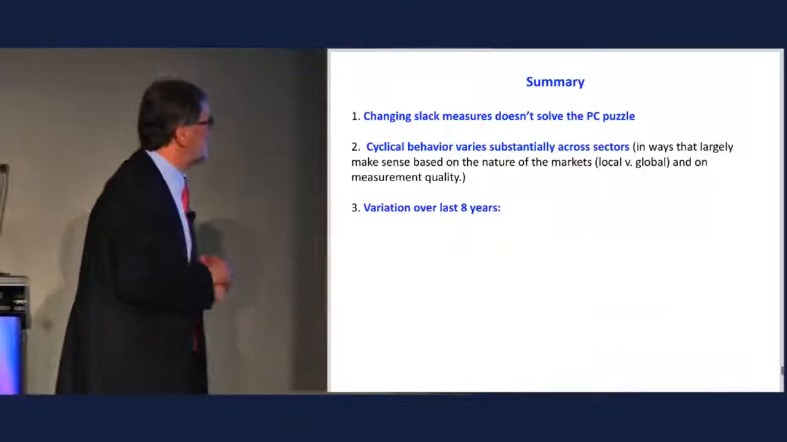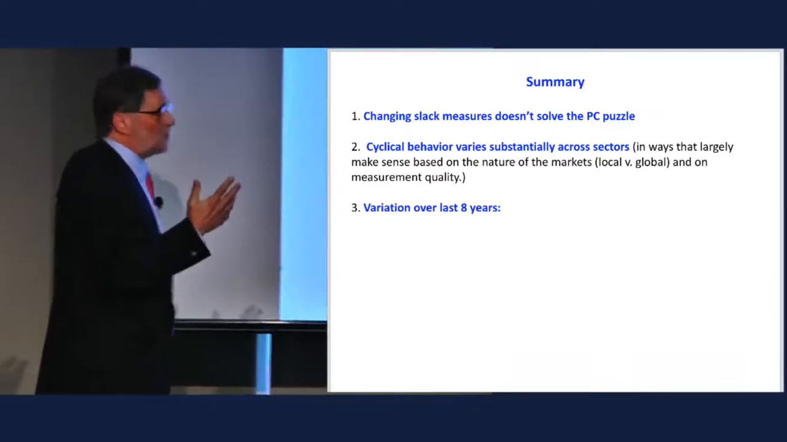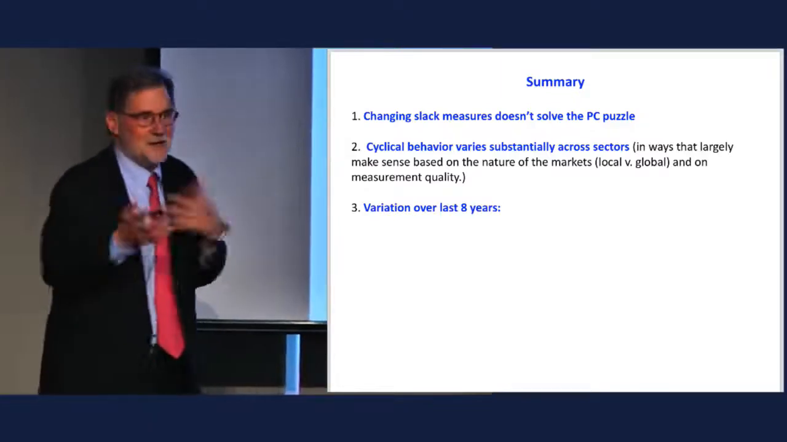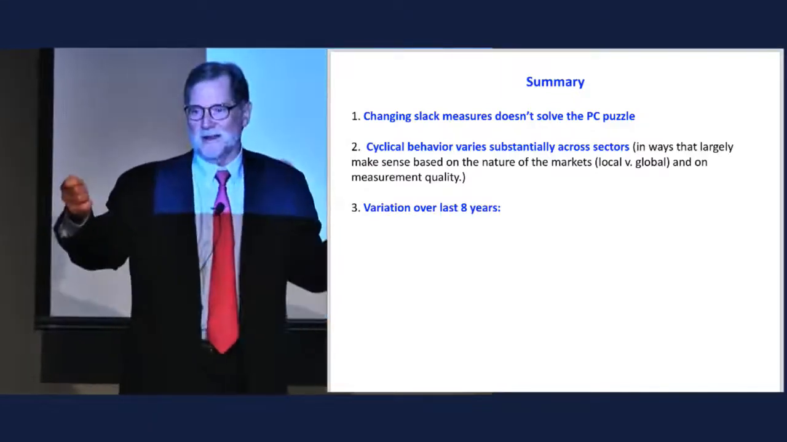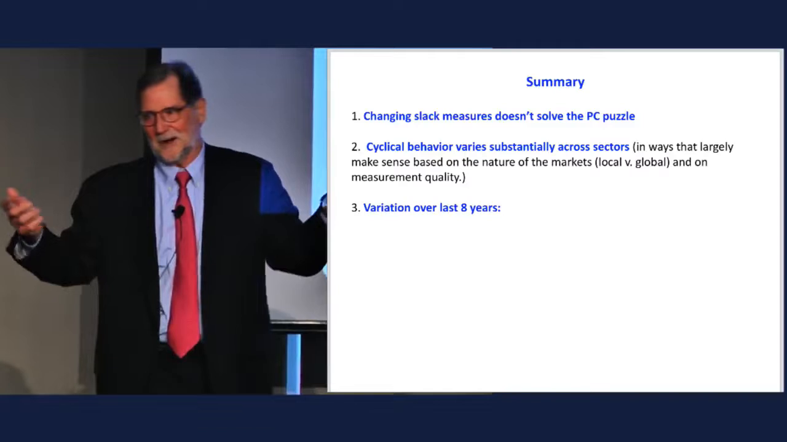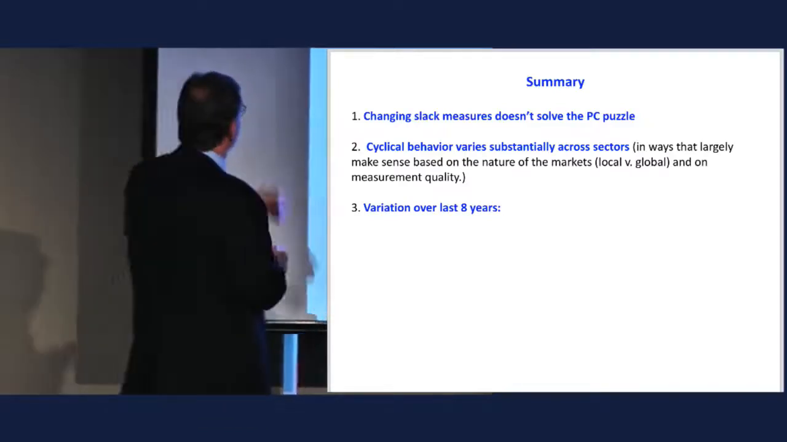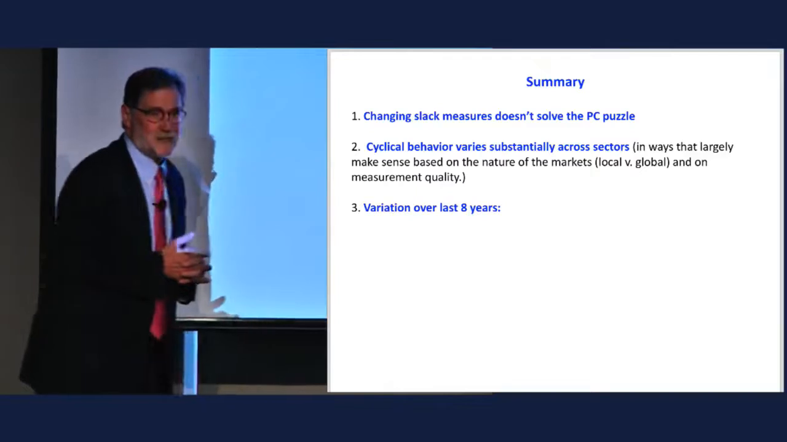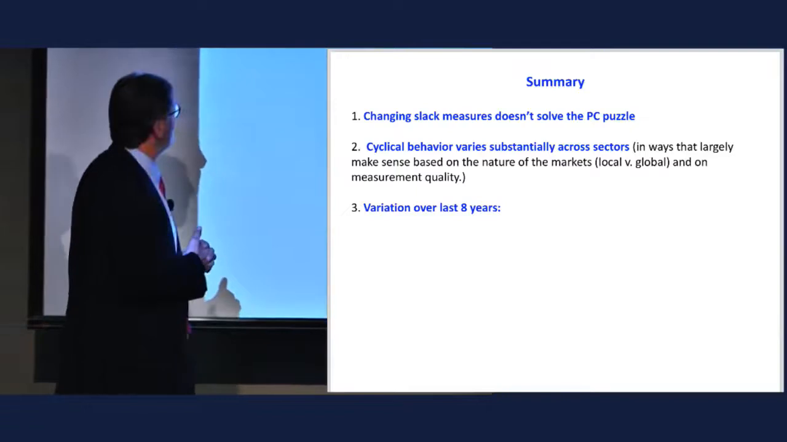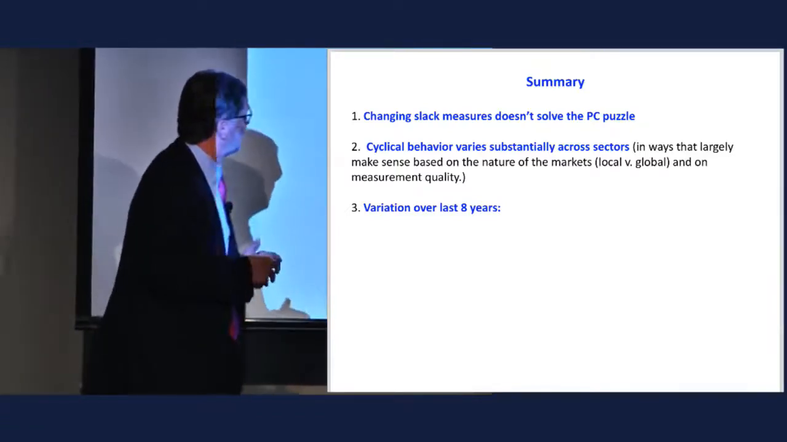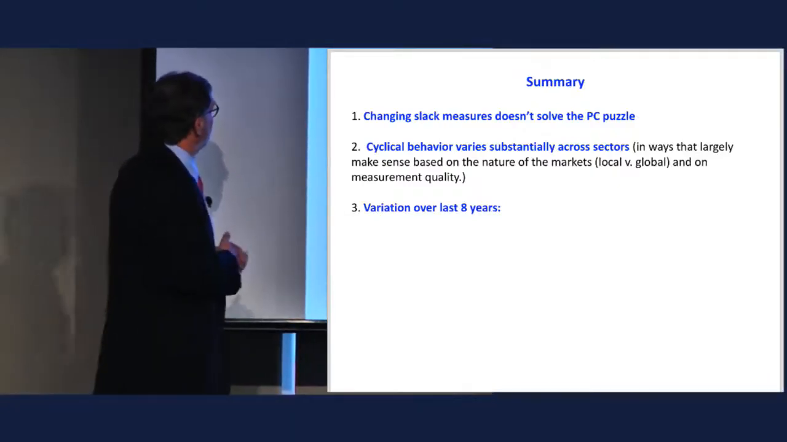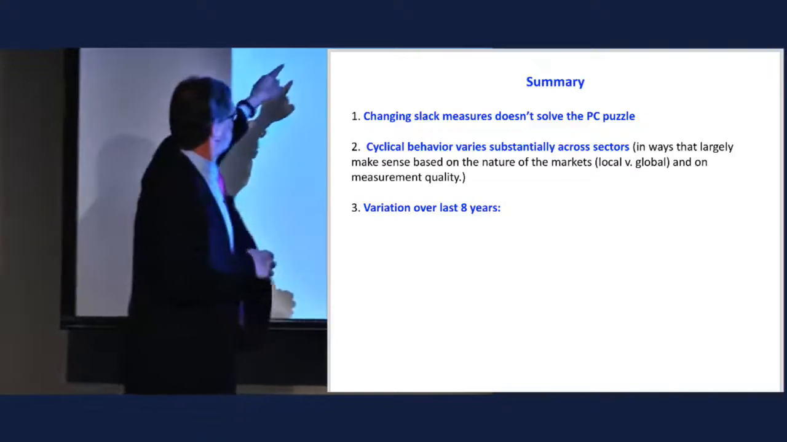Okay, so summarizing, pretty easy paper. Easy exercise. Try to reverse engineer something: if regressing y on x looks unstable, what if I change y? What if I change x? Can I make it more stable? That's what we've tried to do here. Changing the slack measure doesn't seem to do very much. Cyclical behavior does vary a lot across these sectors. We knew it differed for forecasting reasons, and it also differs here for the correlation, with variation over the last years.